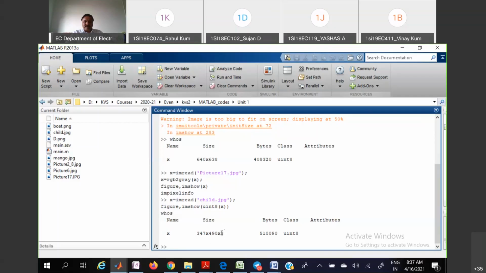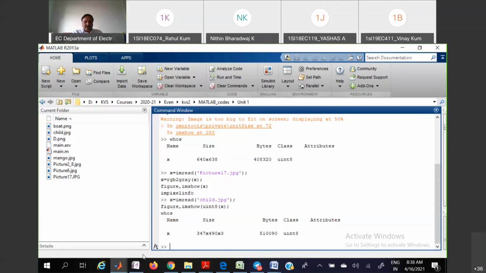The 3, as I said, is for a color image. That means I use 3 matrices for representation of data. If you multiply all of this, it is the number of bytes. So 347 into 490 into 3, and if each of them is represented by using 8 bits, you will actually get so many bytes. That is the concept.